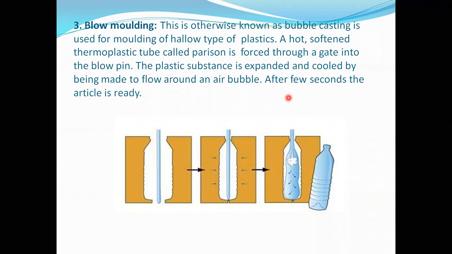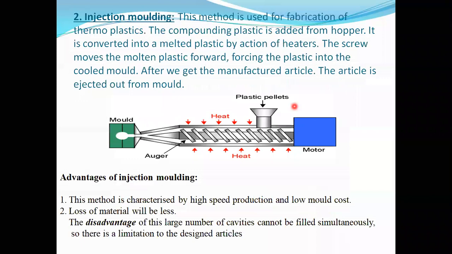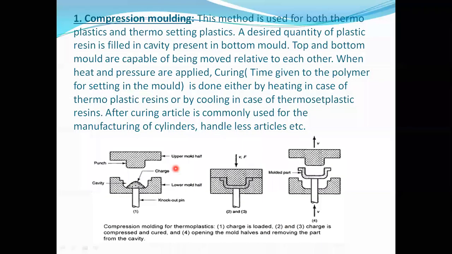It is known to be the third process, right? Now let me have a comparison between the three processes. The first process I'm saying is the compression molding. The compression molding method is only for thermoset plastics. In the compression molding method, we are applying mechanical pressing.